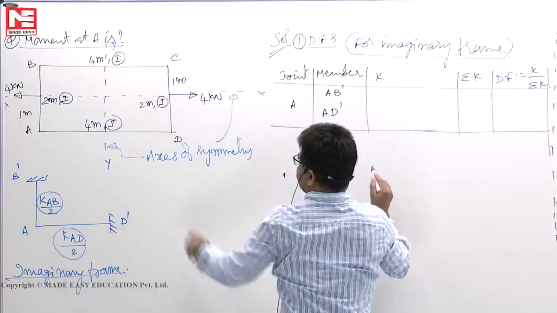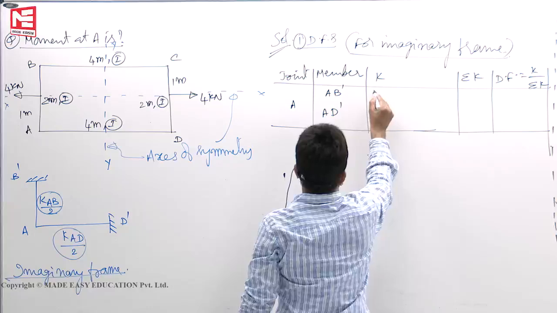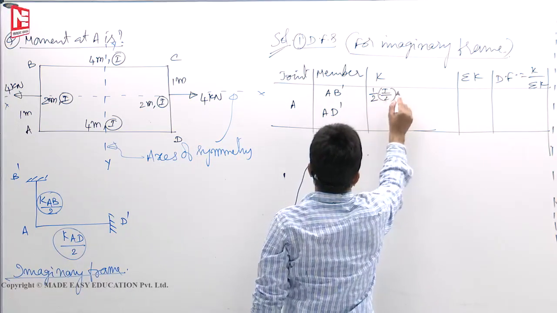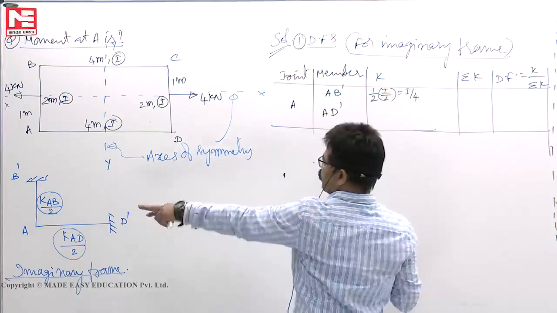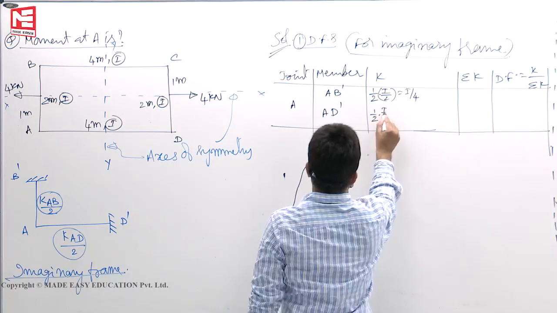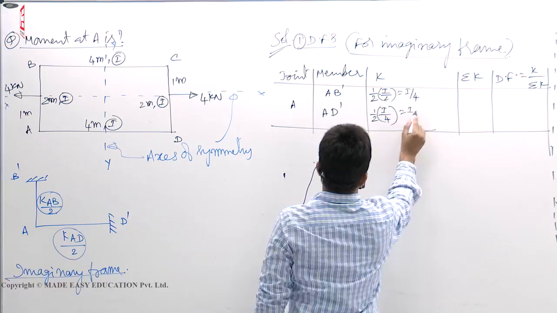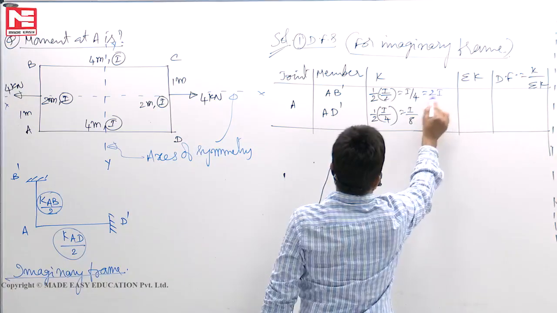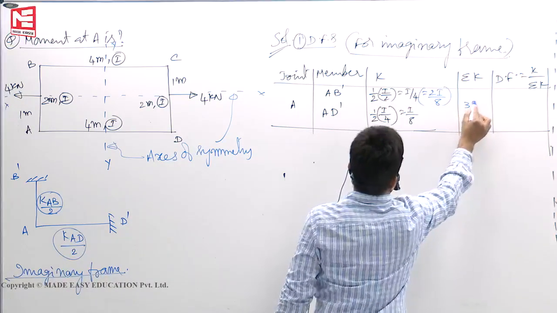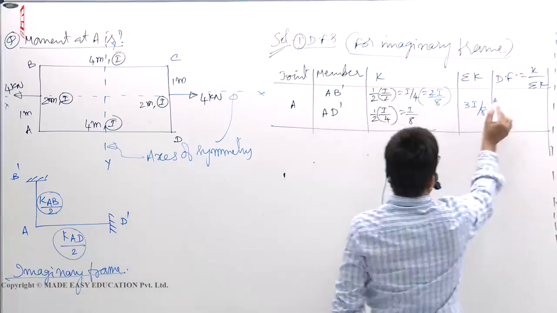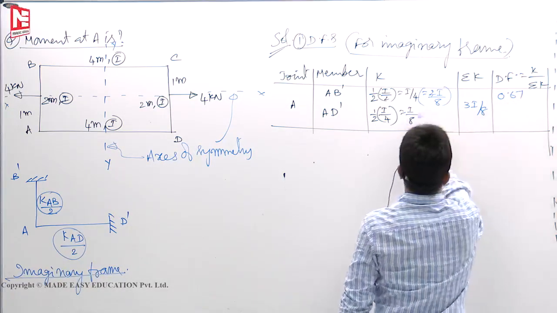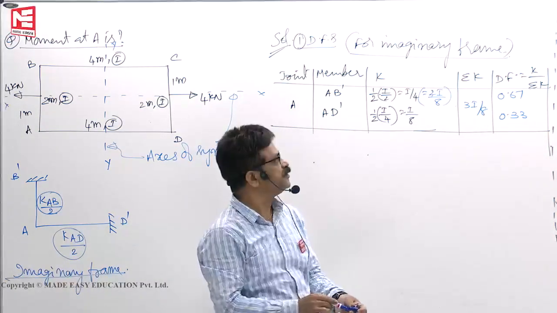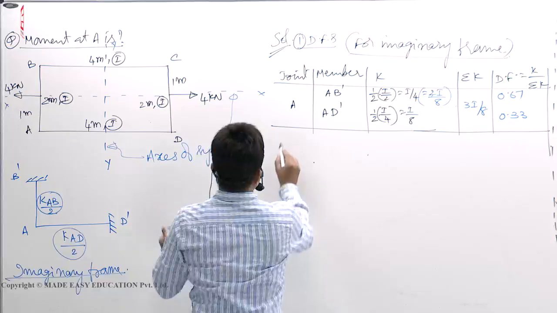Now AB dash is KAB by 2. KAB means half of I by L, half of I by 2. That means it is I by 4. Then this is half of I by 4. That means this is I by 8. So to make two denominators equal, I will write this as 2I by 8. This will become 3I by 8, 2 plus 1, 2 by 3, 0.67, 1 by 3, 0.33. See, no calculator, nothing is required. So now second one is EMD.